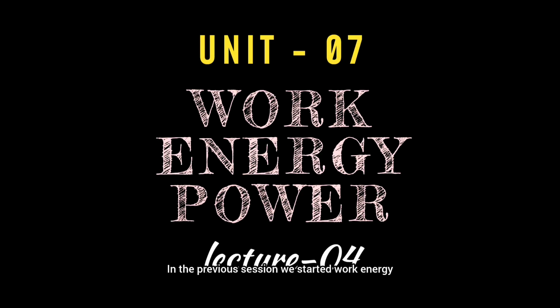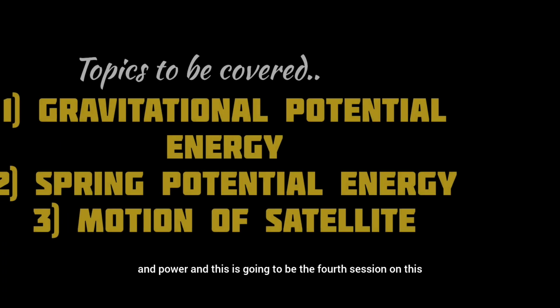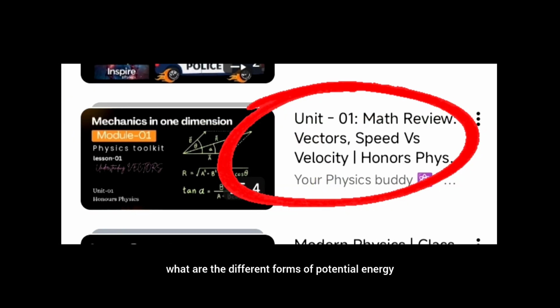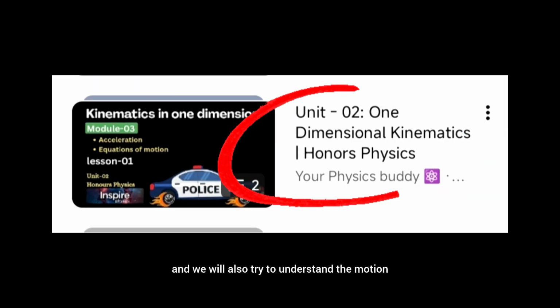In the previous session we started work, energy and power, and this is going to be the fourth session on this. In this session we'll specifically describe what potential energy is, what the different forms of potential energy are, and we'll also try to understand the motion of a satellite around Earth.